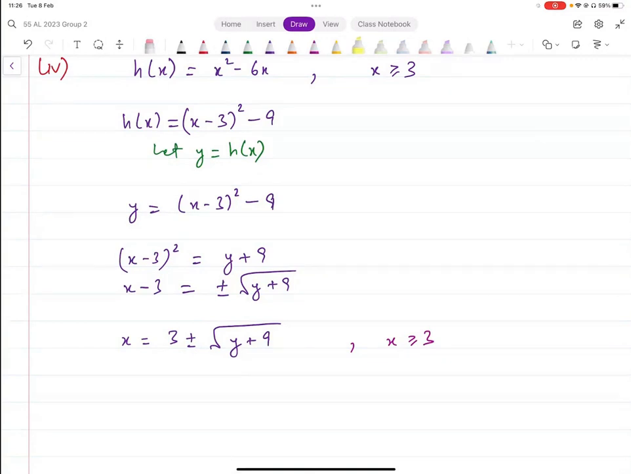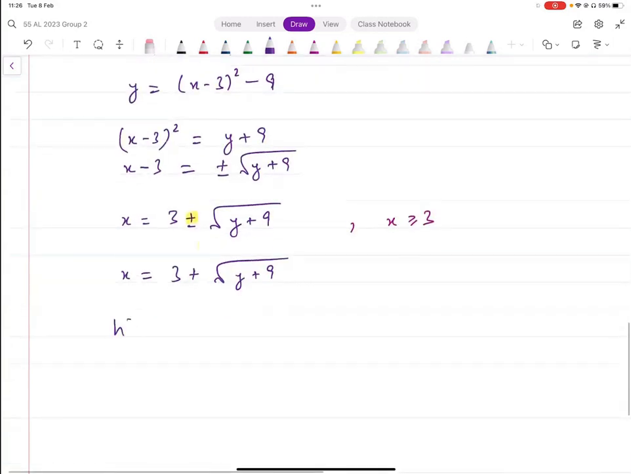So 3 से बड़ी values कैसे आएंगी? We'll have to add something to 3. 3 plus something करना पड़ेगा. उससे हमारे पास 3 से बड़ी value आएगी. Right? So that's why we choose the positive sign here. We say it's 3 plus square root of y plus 9. And that gives us h inverse of x equals 3 plus square root of x plus 9.